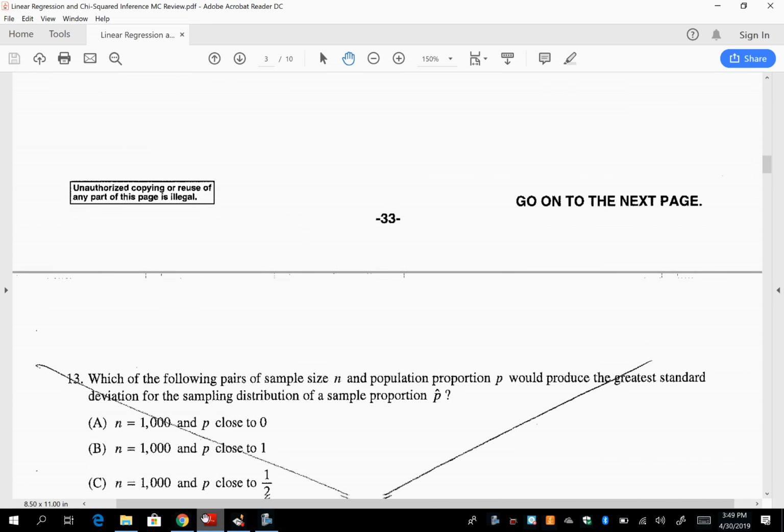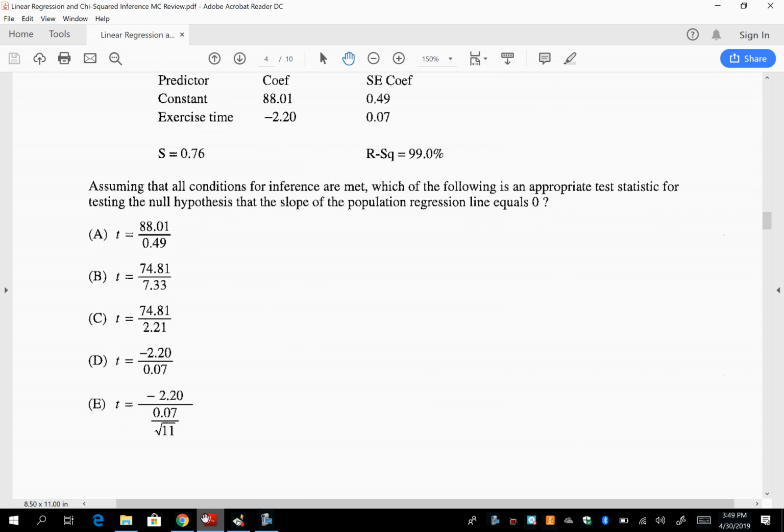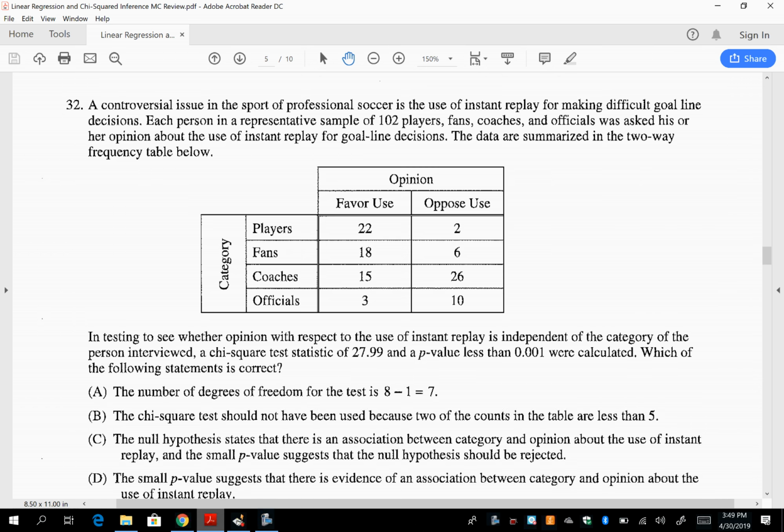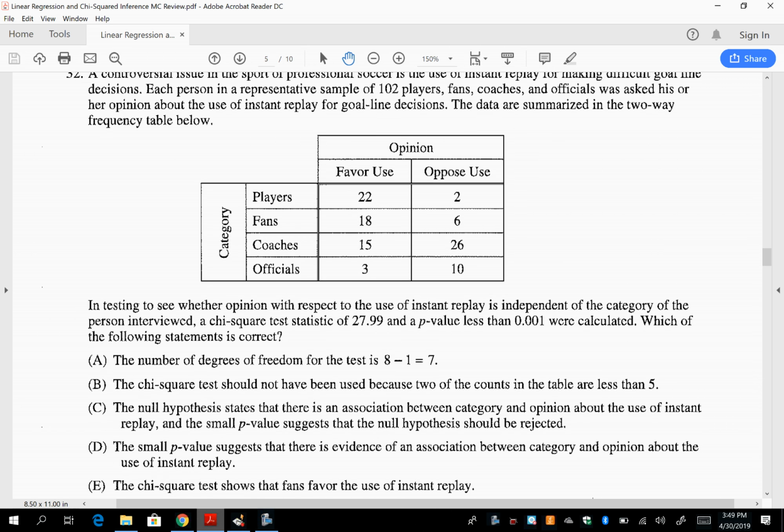Okay. Do you want to do that one, Nadia, where it's the degrees of freedom for chi-square? This one here, 32. Should we do 32?